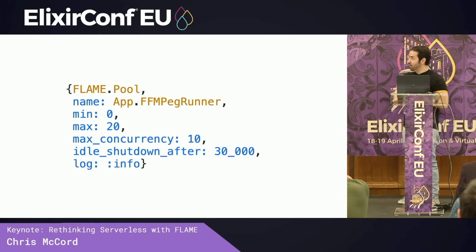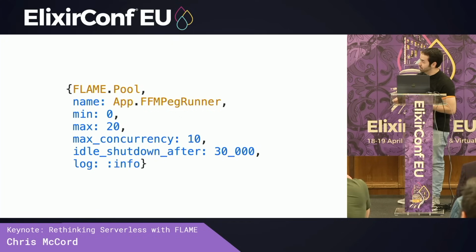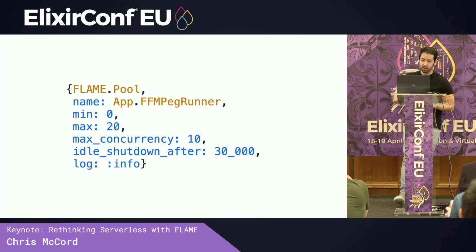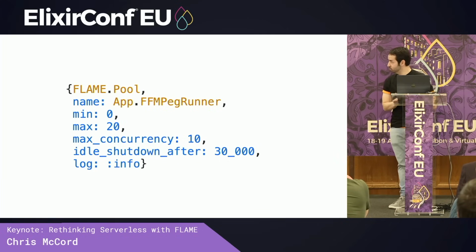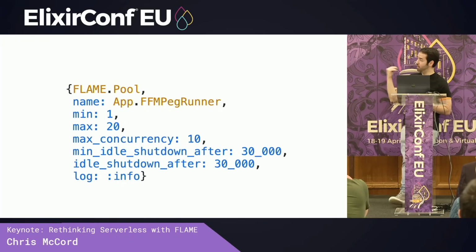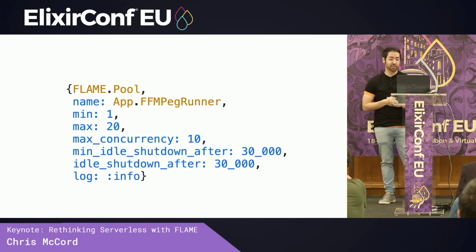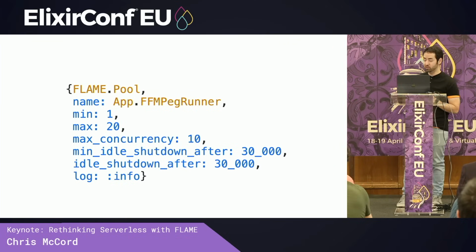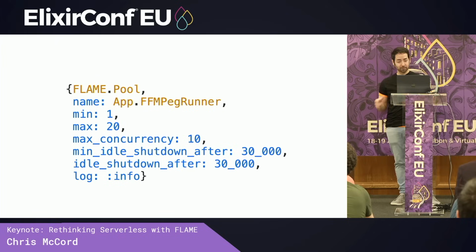But this is all we have to think about: what do we want our scale to be? Do we want scale to 0 behavior? And if we don't want scale to 0 behavior, maybe we never want a cold start. We can say, I want to always have min 1 running. So I could say that I want to pay for an FFmpeg server 100% of the time because I always want one available. That way, I never have to endure a cold start.